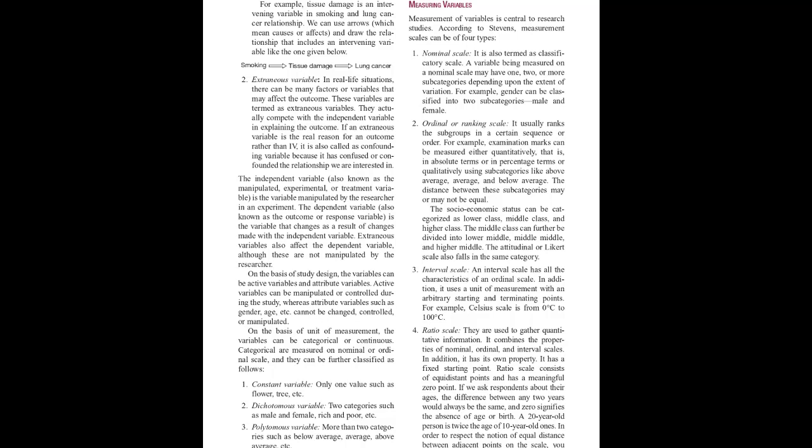Interval scale. An interval scale has all the characteristics of an ordinal scale. In addition, it uses a unit of measurement with arbitrary starting and terminating points. For example, the Celsius scale is from 0 degrees Celsius to 100 degrees Celsius. 4. Ratio scale. They are used to gather quantitative information.